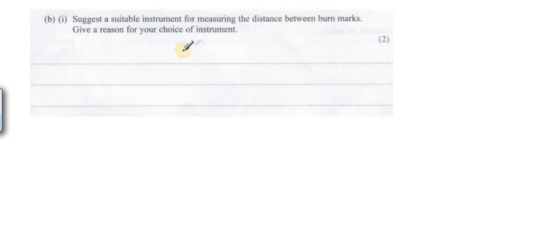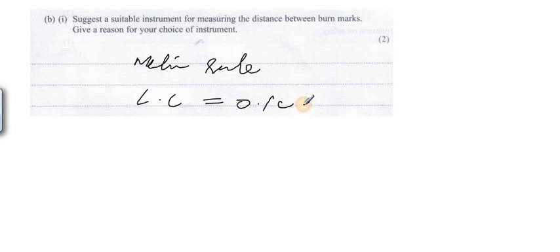Part B, suggest a suitable instrument for measuring the distance between burn mark. Give a reason for your choice. So the suitable instrument, because the length is 6 centimeter, it's a meter rule, because of the precision of 0.1 centimeter, the suitable instrument is meter rule.